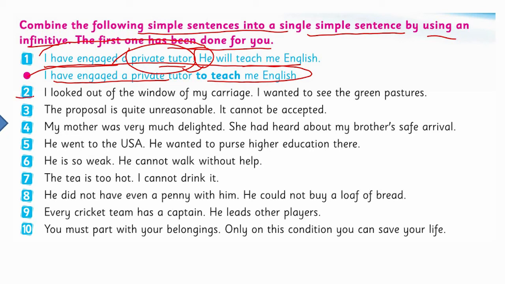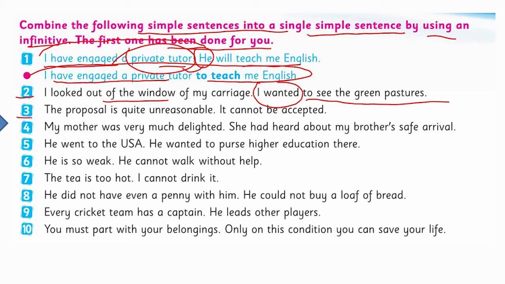The second is I looked out of the window of my carriage. I wanted to see the green pastures. How you will change it? Yes, I looked out of the window of my carriage to see the green pastures. I wanted को आपने हटा देना है. बिल्कुल. I looked out of the window of my carriage to see the green pastures.